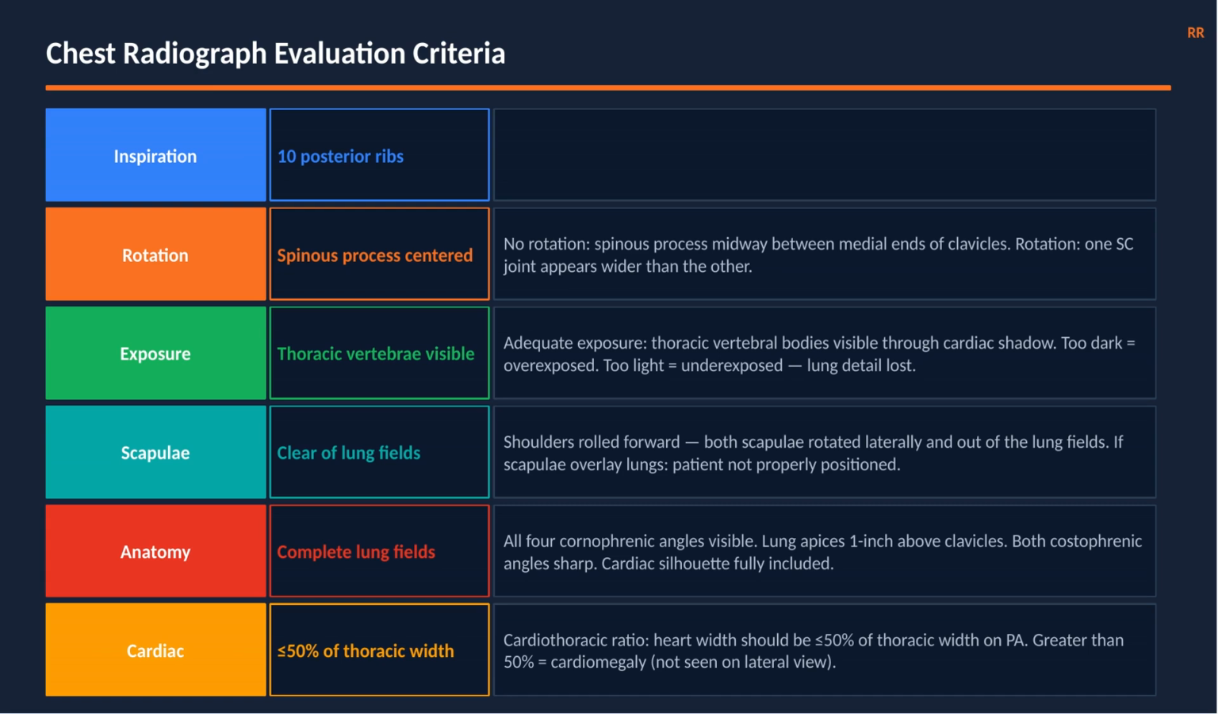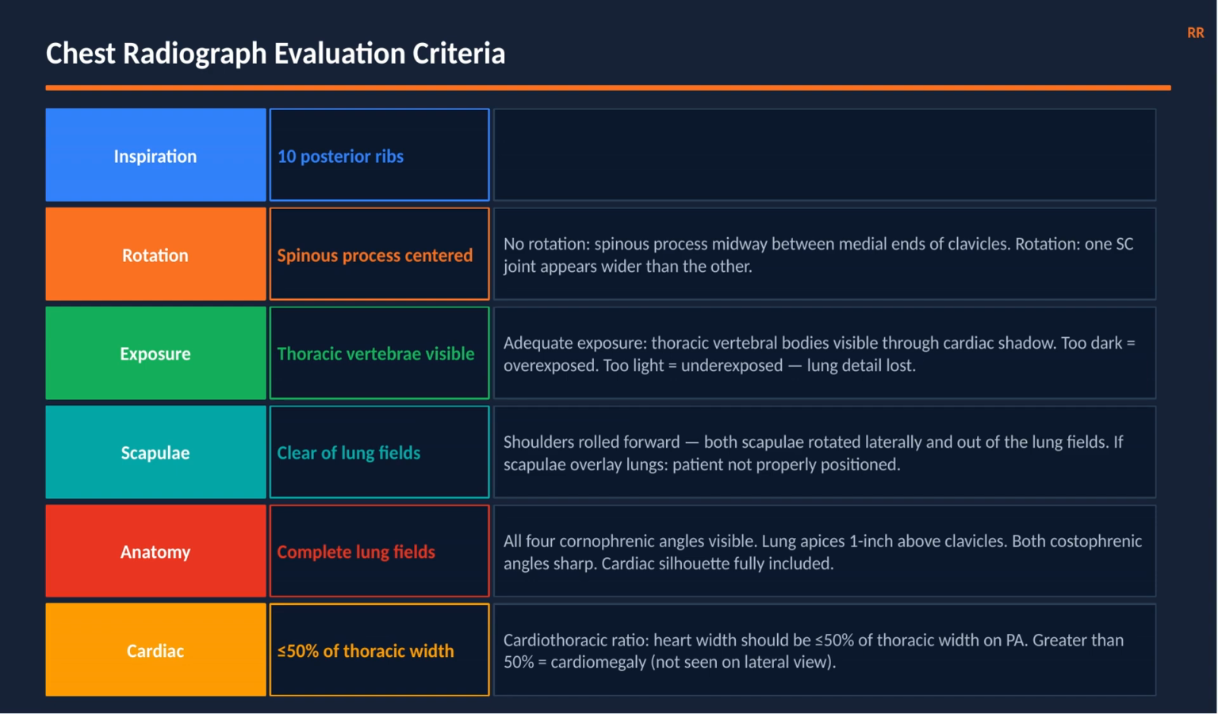Inspiration. 10 posterior ribs must be visible above the right hemidiaphragm on a full inspiration. Count posterior rib heads from the top. Rib 1 to rib 10 above the diaphragm. 8 ribs visible means the patient took an inadequate breath. 9 or 10 is diagnostic.